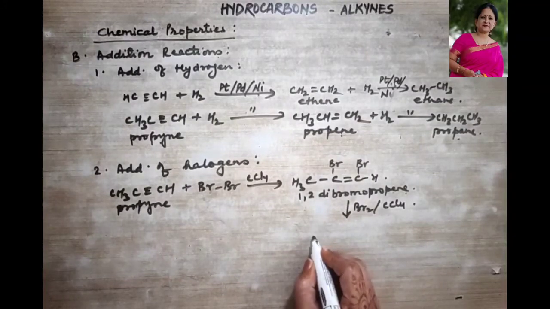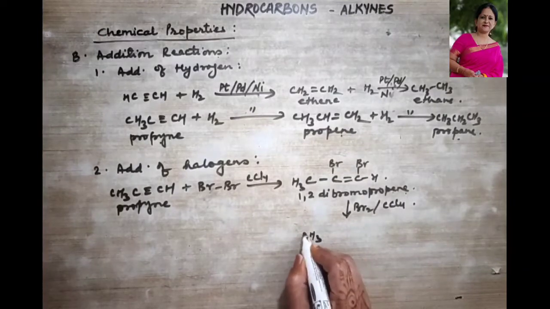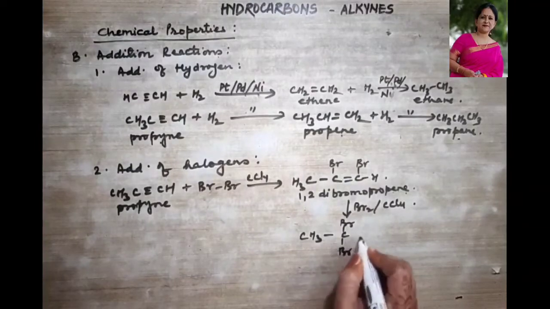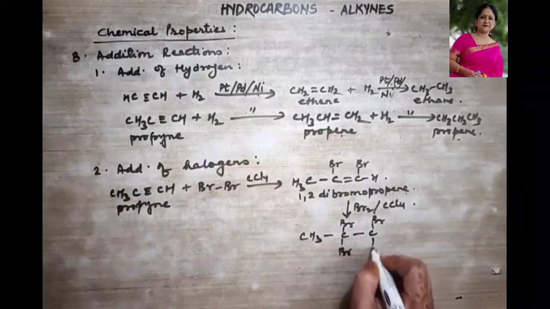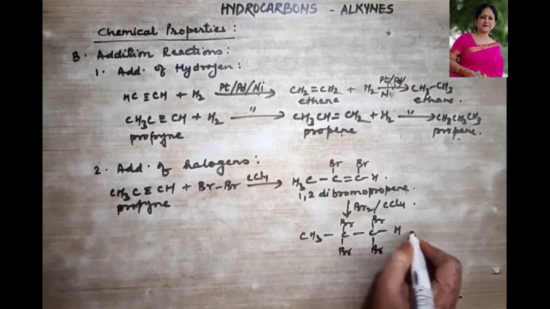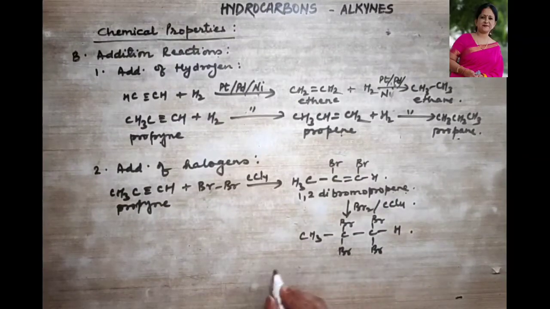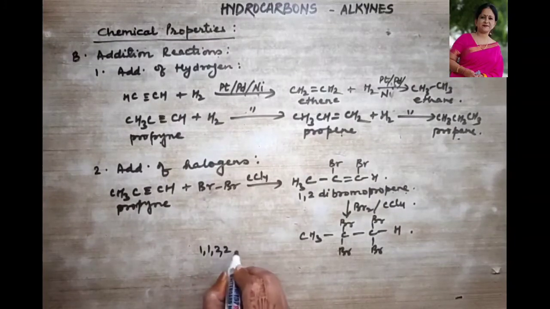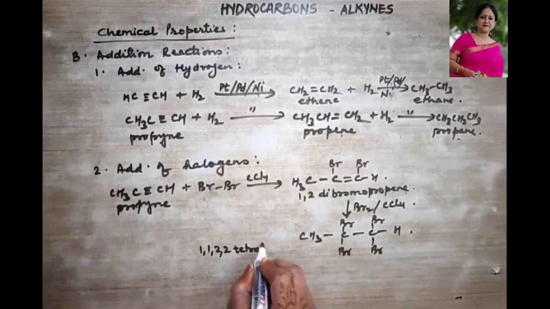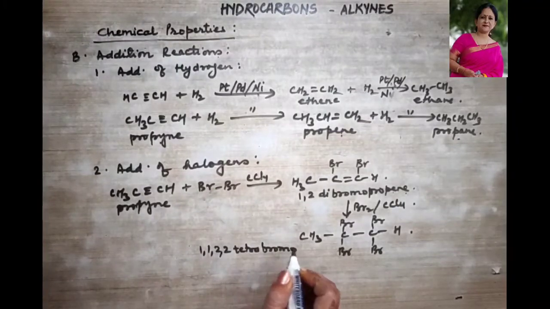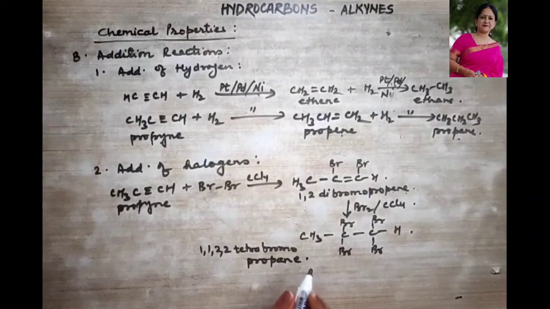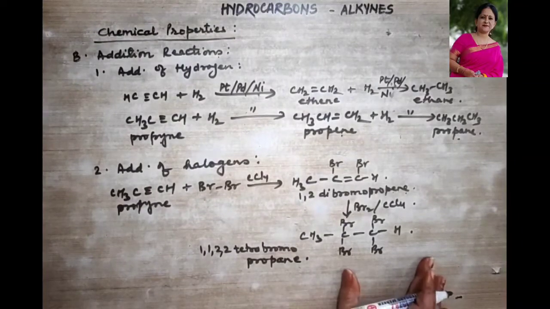So let us draw this. It will be CH3CBr2. Another bromine will come here with a single bond, Br and H. So what is it? I'm writing down the name here, 1,1,2,2-tetrabromopropane. Tetrahaloalkane is formed over here. I hope this is very clear.